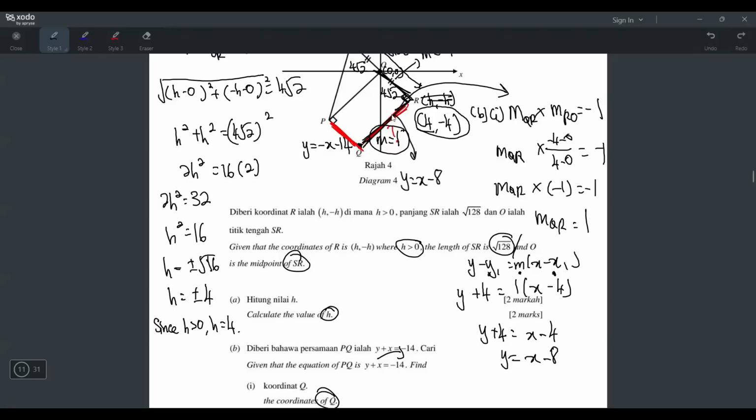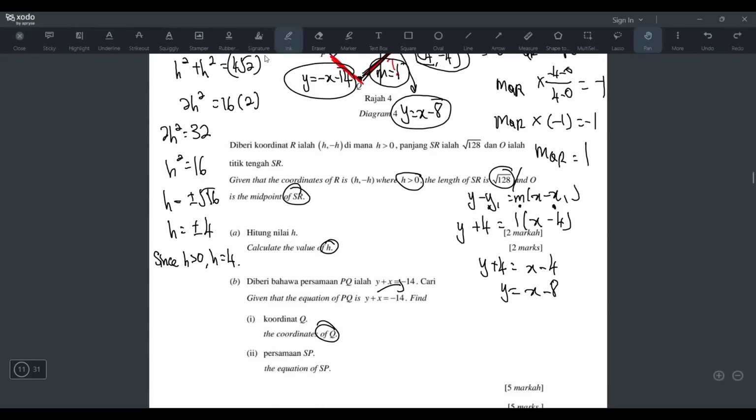What's the purpose of finding this equation just now? What is my plan? Why do I find this equation? Because I want to take this equation and the other equation and do simultaneous equations, right? Because I'm trying to find point Q, which is the intersection of these two lines. So to find the intersection, you do simultaneous equations. Take these two equations, this is equation 1, this one is equation 2.